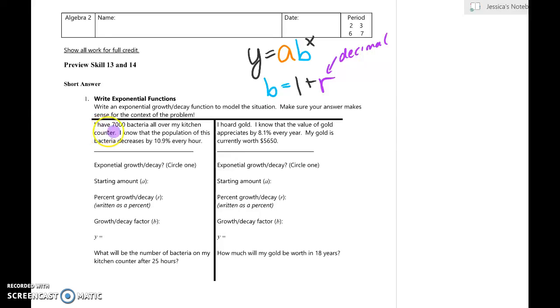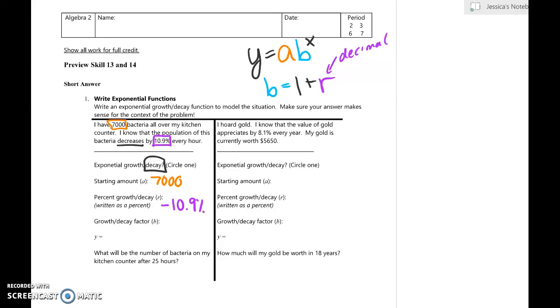Okay. So I have 7,000 bacteria all over my kitchen counter because I'm really messy and live by myself, so what do I care? I know the population of this bacteria decreases by 10.9% every hour. Oh, man. All right, because I start to clean. So exponential growth or decay, since it's decreasing, I'm going to say it's decay. Starting amount is my A value, which is 7,000. The percent growth or decay, you write that as a percent, so since it's decay, it's negative 10.9%.